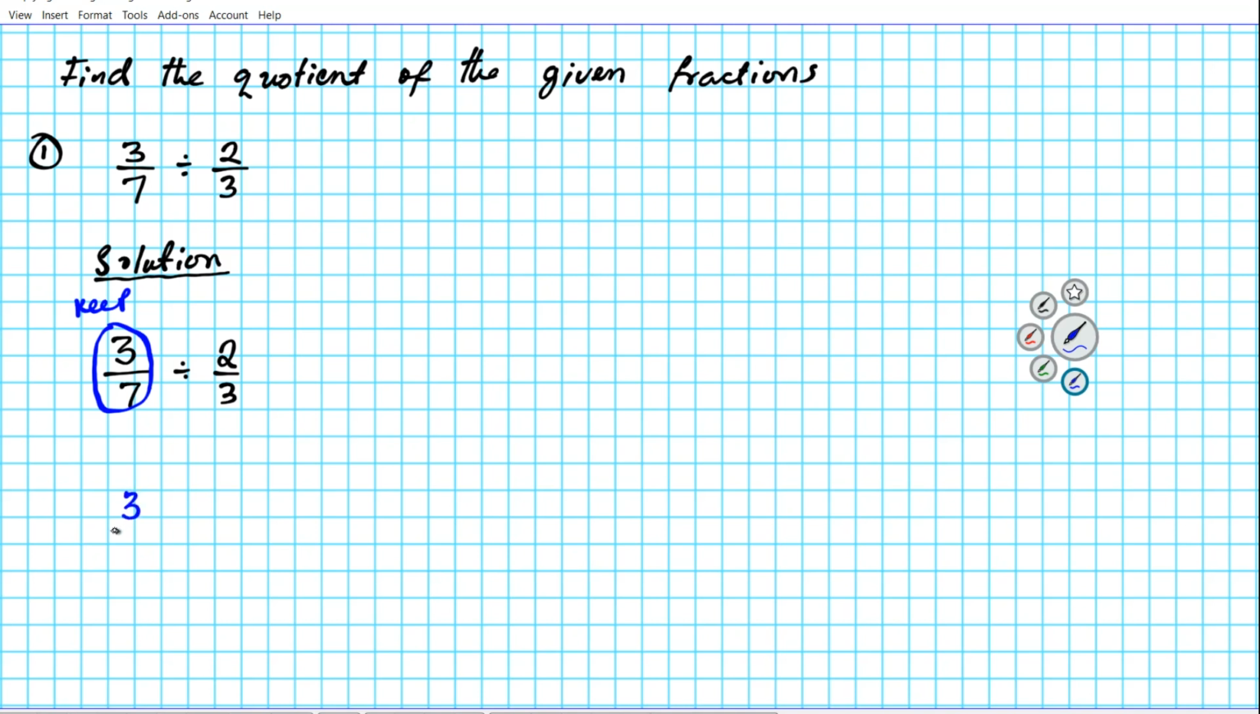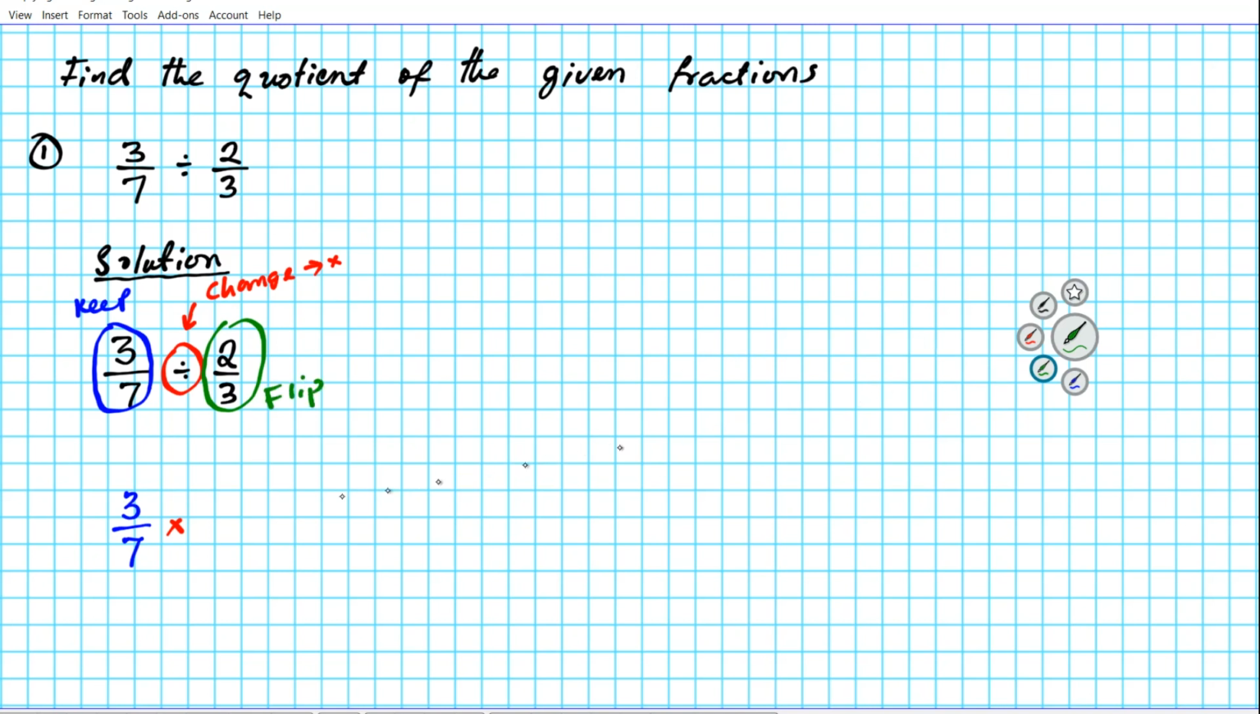That remains unchanged. And then the operation, the division operation, you're going to change that into a multiply. So you keep, change, the division becomes a multiplication. And then the second fraction, or your multiplicand, is flipped. You flip this one.